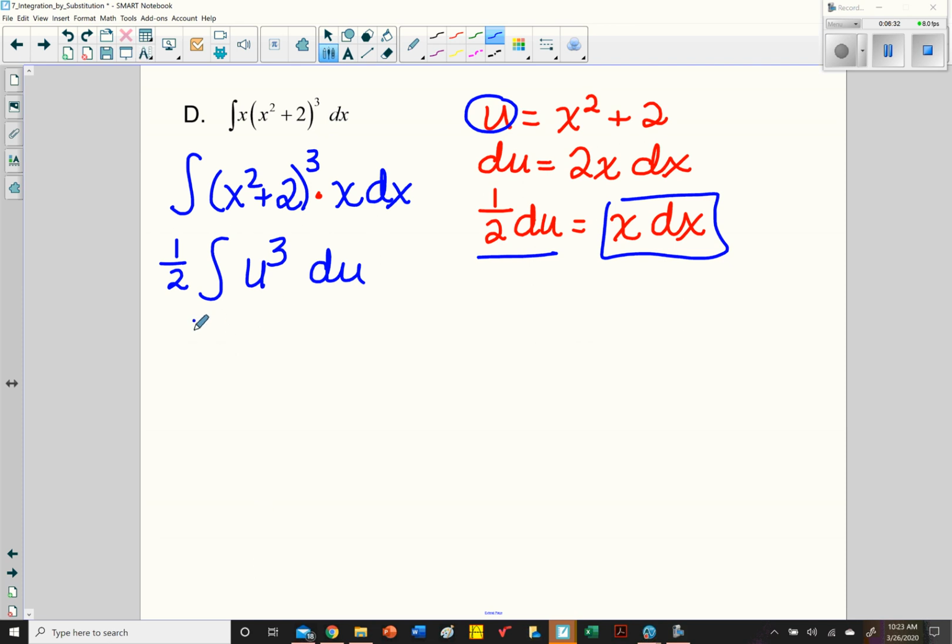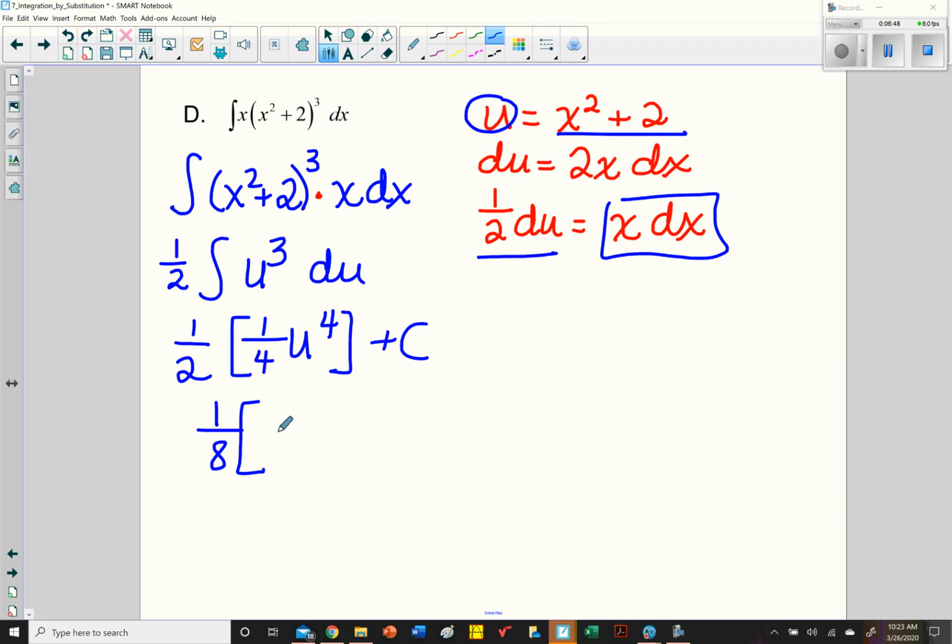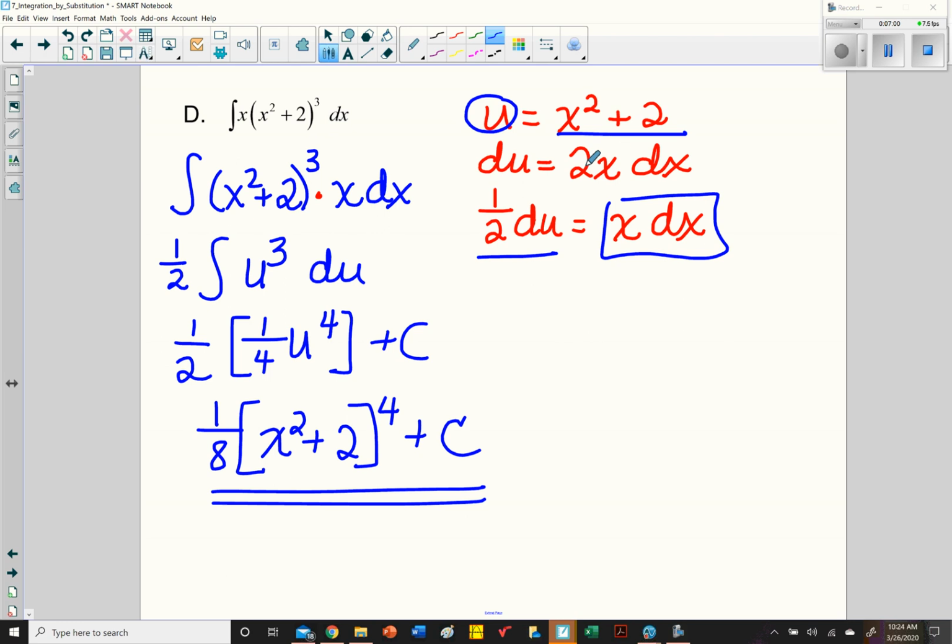Now integrate for the indefinite integral. So u cubed becomes u to the 4th. We're dividing by 4 and adding the constant, which gives us 1/8 of u to the 4th. But remember, u was x squared plus 2. And that quantity was to the 4th power plus a constant. So even if we're off by a constant, we just balance it out and replace what we do have with that balanced out expression. That's part D.